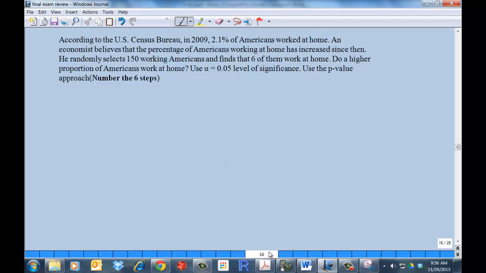The researcher in this case is an economist. An economist believes that the percentage of Americans working at home has increased since then, right? Since 2009. So here's what he did to test his hypothesis. He randomly selects 150 working Americans and finds that 6 of them work at home. Question: do a higher proportion of Americans work at home?